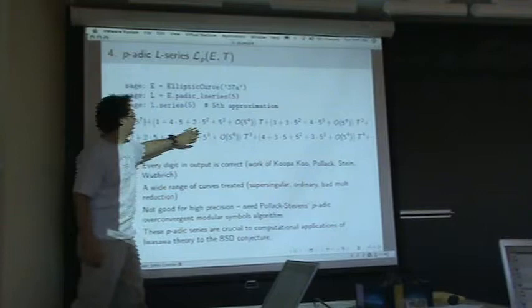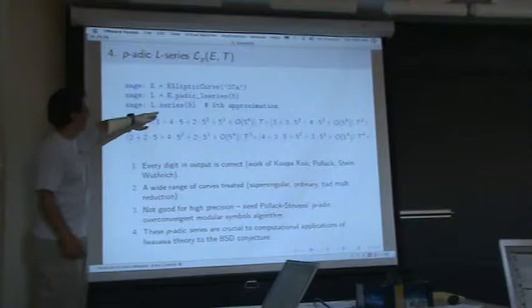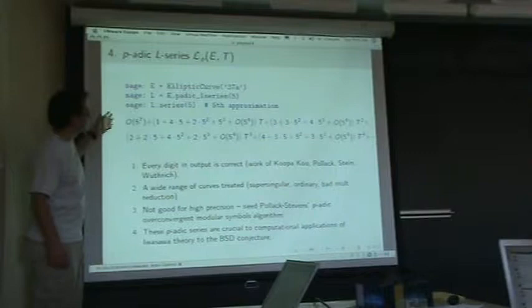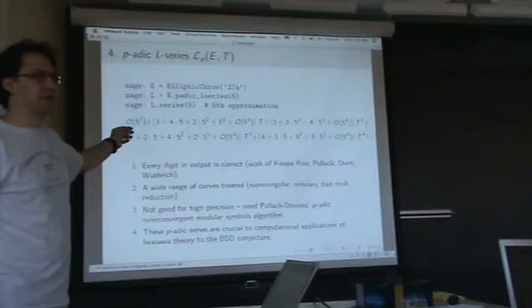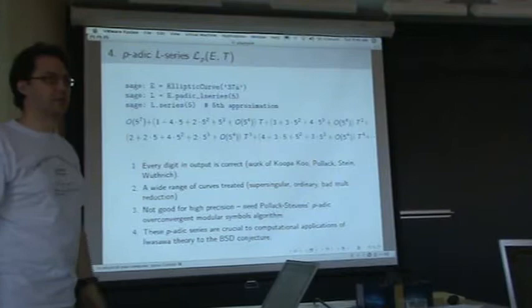As you increase this number, it takes longer and longer to compute these approximations. But the fifth one is right here, and I don't know how long this takes, maybe 2 or 3 seconds. So here it is. And one key thing is every digit in the output is actually correct. If a digit's there, then it really is that. If you increase the precision, you'll get a new L series so that the digits match up.